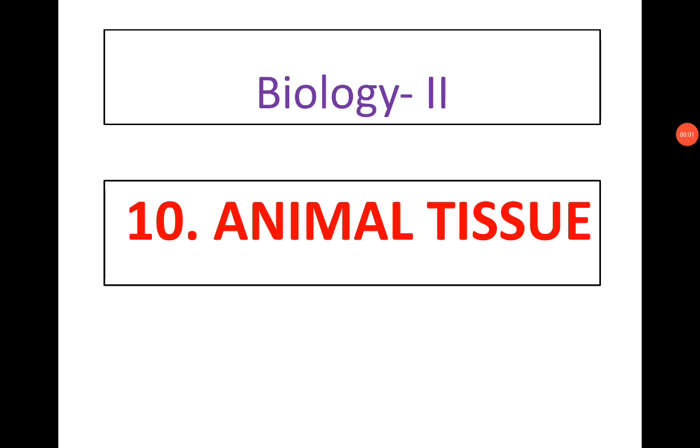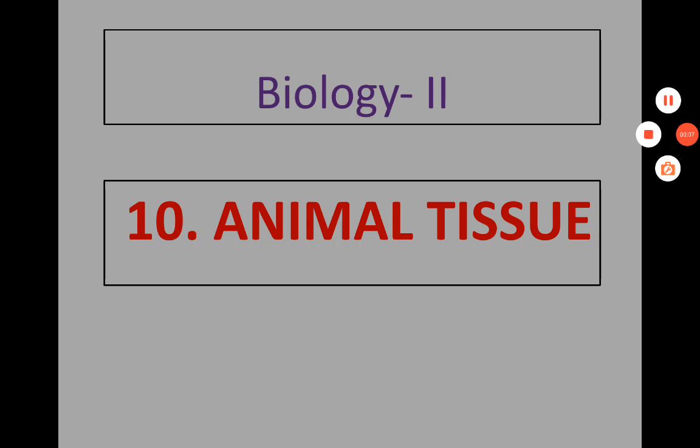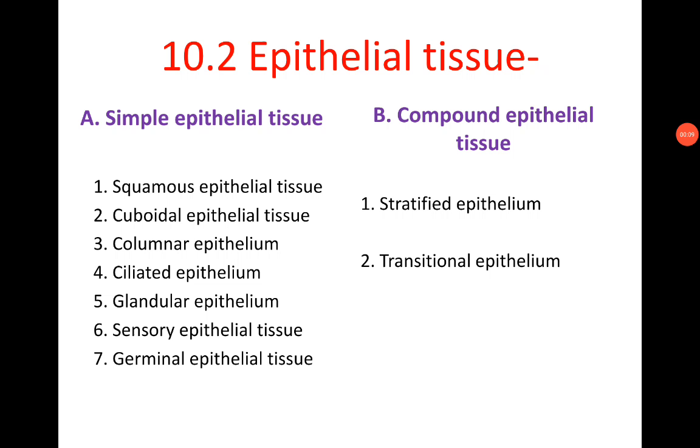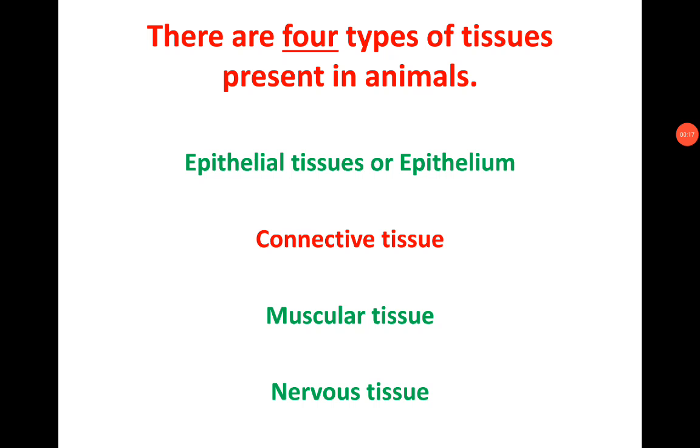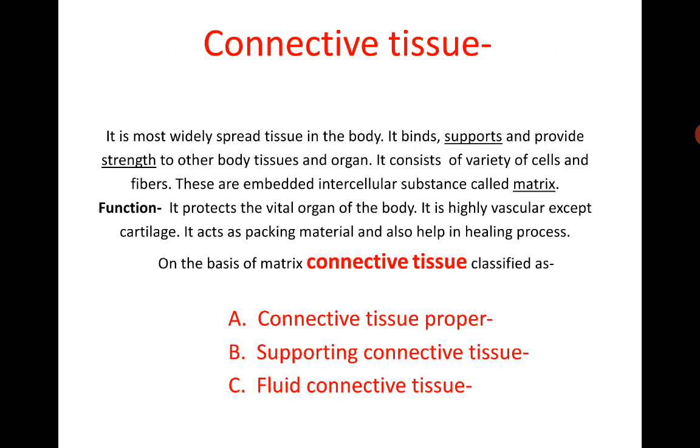Welcome students, biology part 2, animal tissue chapter we are studying. Up to now we have completed simple epithelial tissue, 7 types, and compound epithelial tissue, 2 types. The epithelial tissue or epithelium topic is completed. We start the second topic, connective tissue.